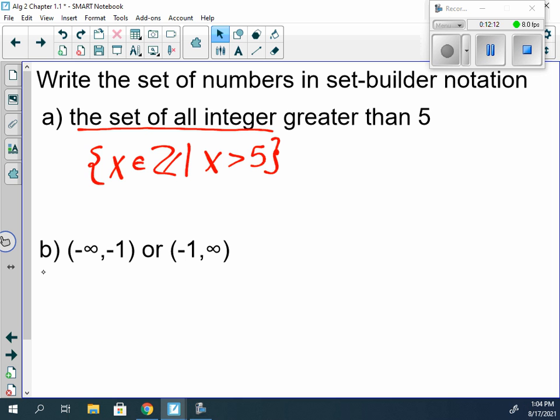So for this here, it's not too much different than what we had already, but I think it looks a little bit cleaner than having just straight words. As long as we know what the meaning is: x is an element of the integers such that x is greater than 5, for all real numbers.